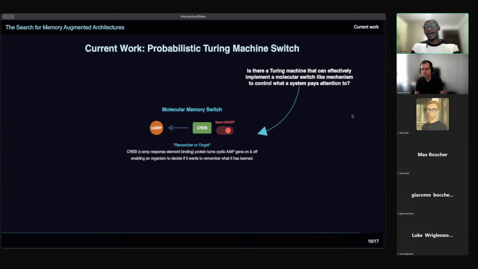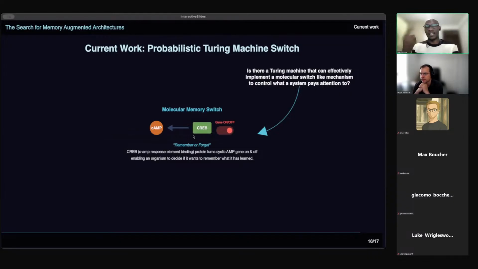I got impressed by how the CREB gene works and how it turns memory on and off, remember or forget. So is there a Turing machine that can effectively implement a molecular switch like this one to control what a system pays attention to?